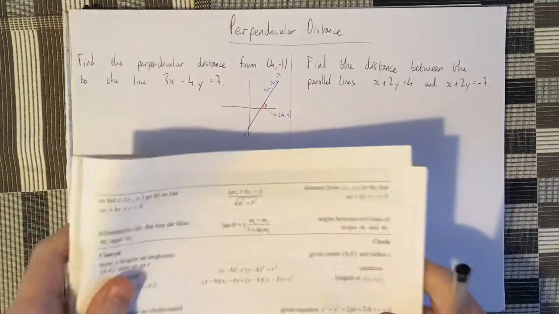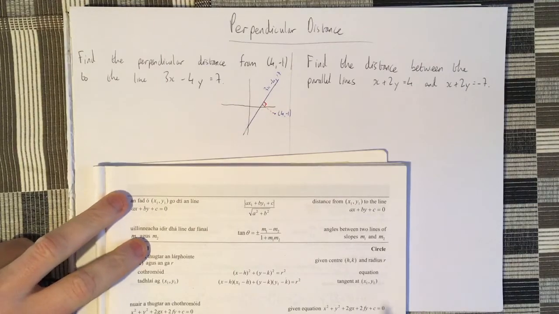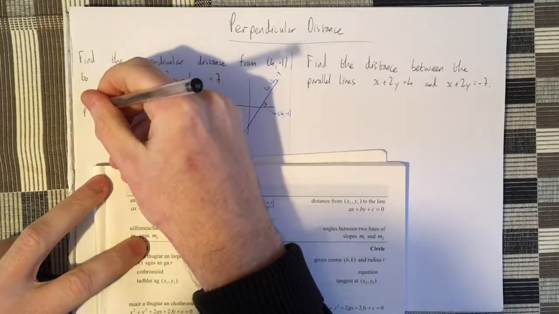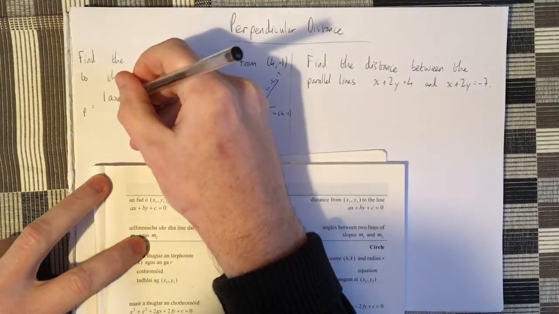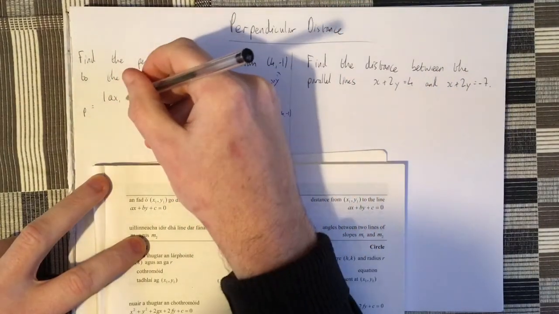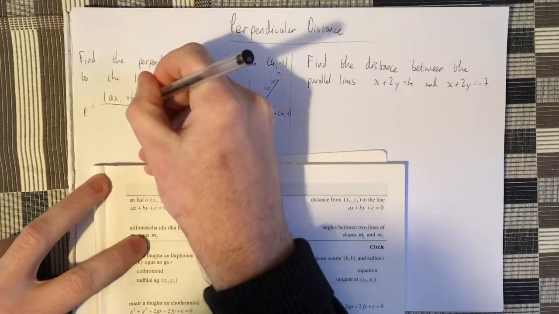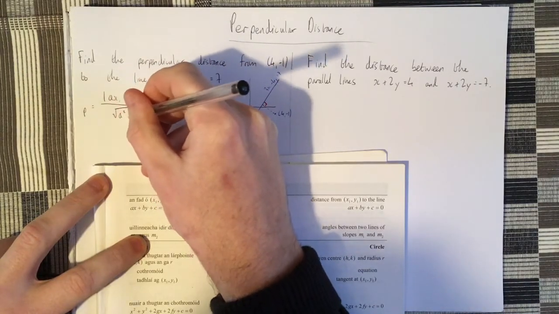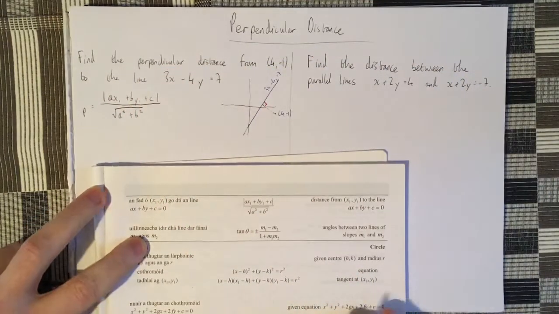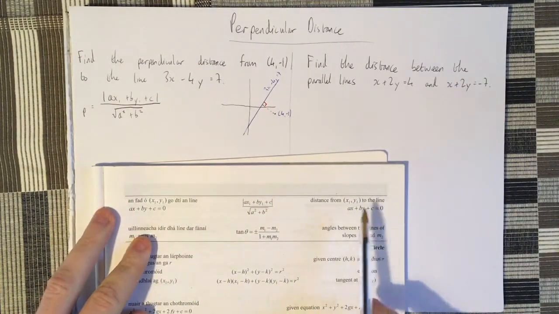So let's write my formula. My formula for perpendicular distance, which is P for perpendicular distance, is equal to the absolute value of ax1 plus by1 plus c, all over the square root of a squared plus b squared. All right, and then over here tells me what a, b, c, and x1, y1 are.